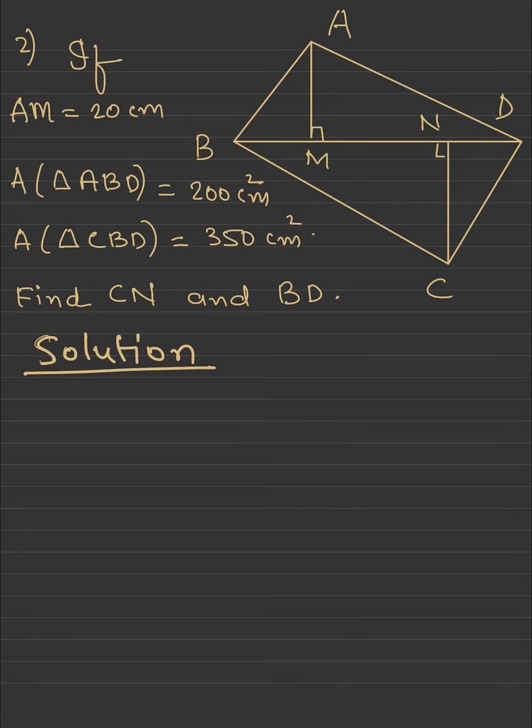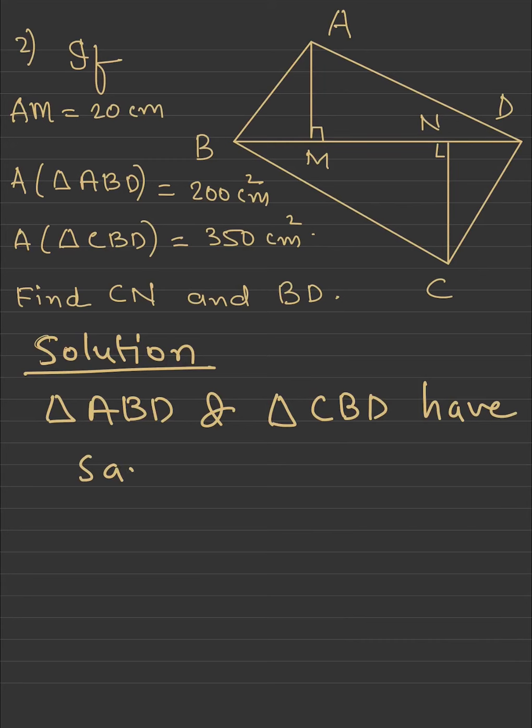So here we say triangles ABD, the upper triangle, and triangle CBD have the same base BD. Now you know when the bases are the same, the property is A1 upon A2 is equal to H1 upon H2, right? But here we have the names of the triangles.